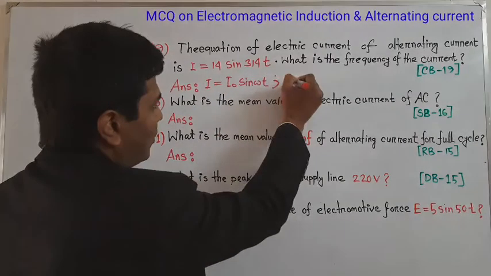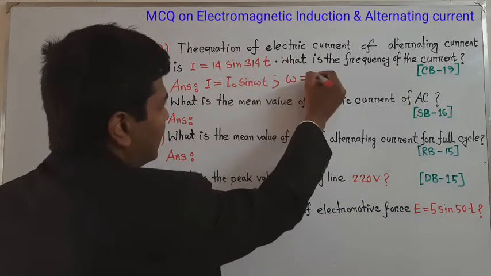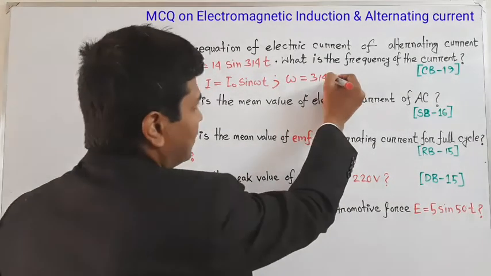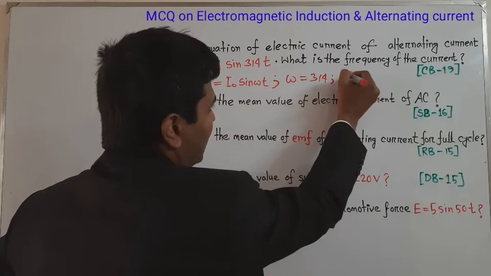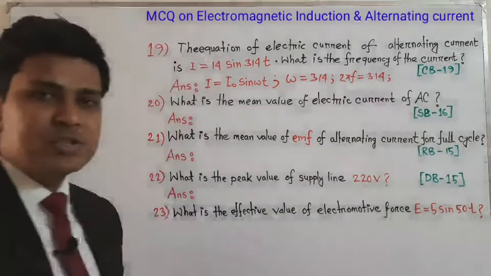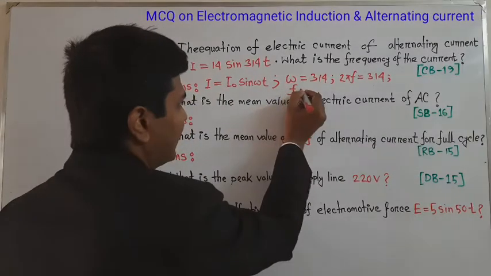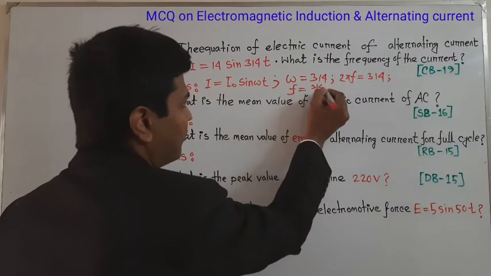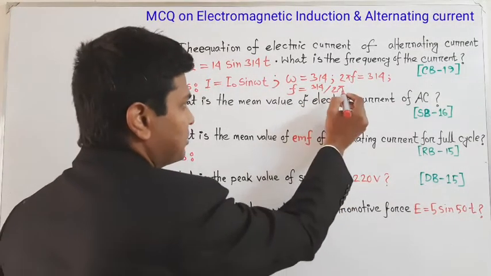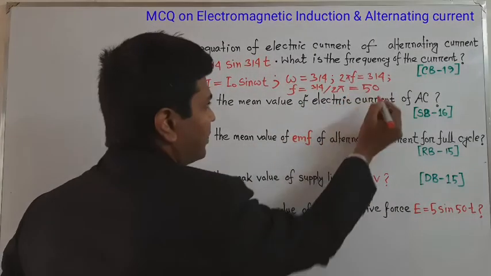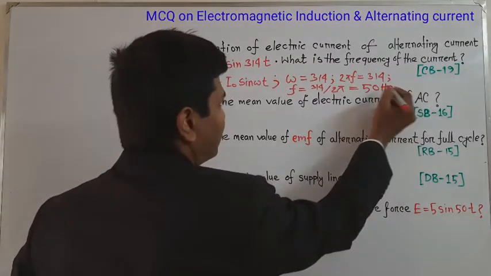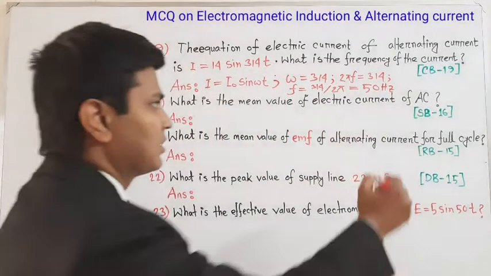Angular velocity omega equals 314. As you know, the formula of angular velocity is 2 pi f equals 314. And after calculating that expression, you can write f equals 314 divided by 2 pi. After calculation, we will get frequency 50, and the unit of frequency is Hertz. So the answer of question number 19 is 50 Hertz.